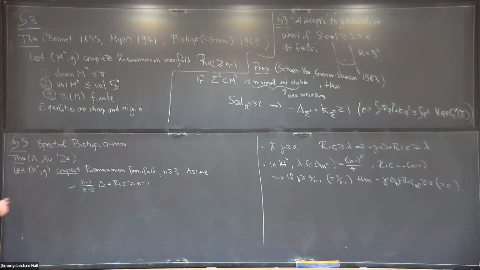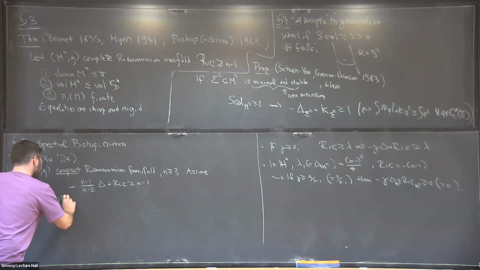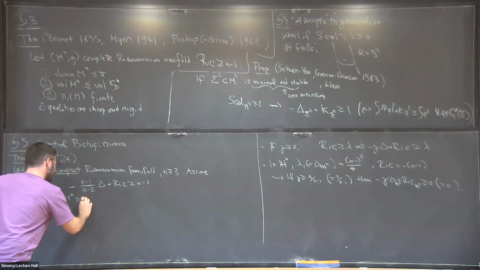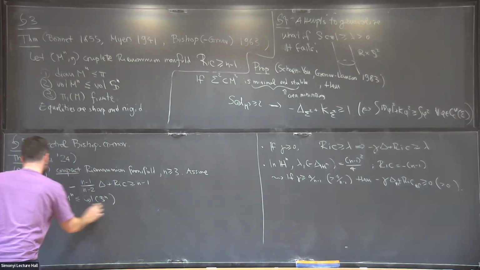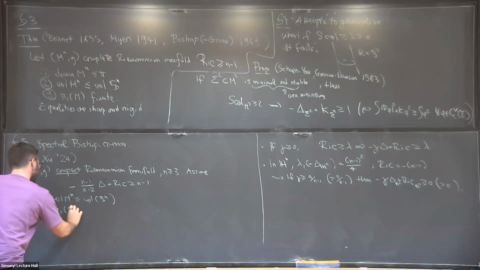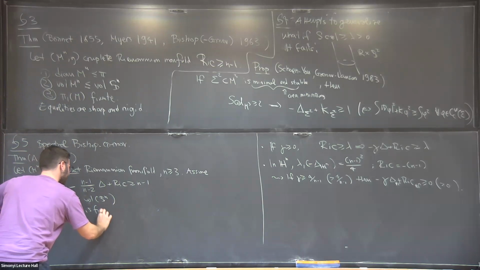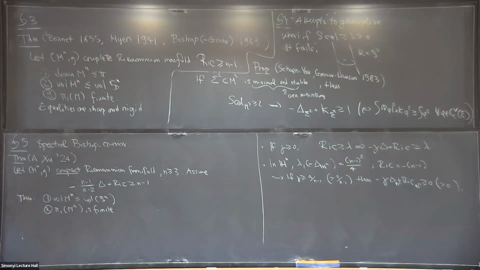Okay. Then what we found interesting is that 2 and 3 hold in the same way. So then the volume is less than the volume of the sphere, and pi1 is finite. Now there are several things to discuss here. So this is a spectral generalization of the Bishop-Gromov theorem, but there are several things to discuss here.